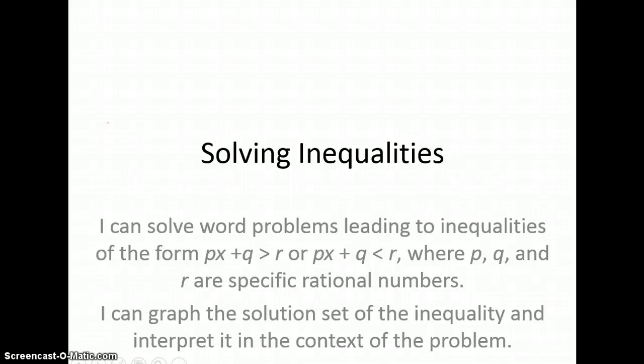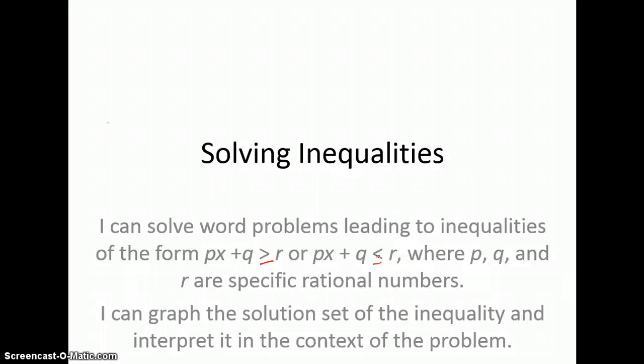Hi guys, today we're going to talk about solving inequalities, and the I can statements we're working on are: I can solve word problems leading to inequalities in the form px plus q is greater than r, or greater than or equal to r, or px plus q is less than r, or less than or equal to r, where p, q, and r are specific rational numbers. So x will be, in this case, a variable.